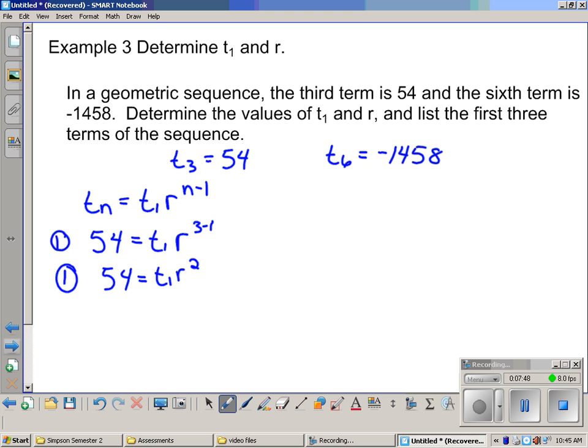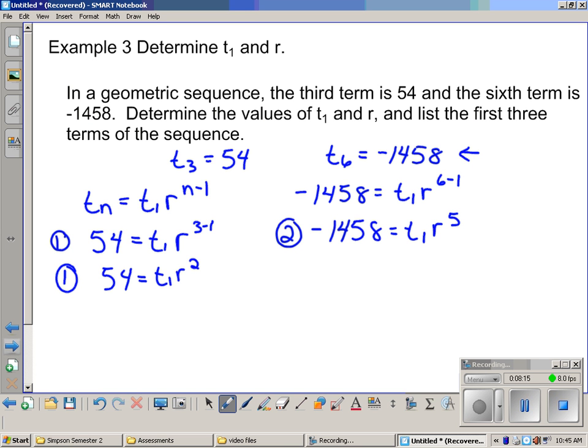My second equation comes from knowing that the sixth term is negative 1,458. So negative 1,458 is equal to T1 times R to the n minus 1. n for this term is 6, so we have 6 minus 1. So the second equation in this problem is that negative 1,458 is equal to T1 R to the power of 5.